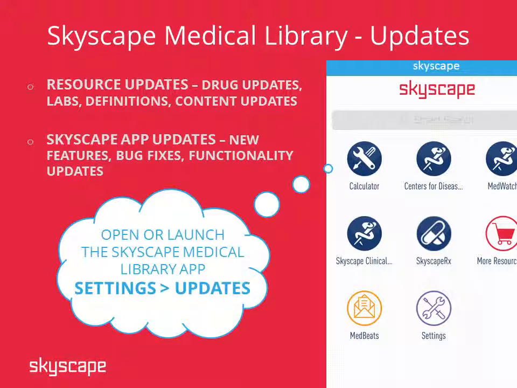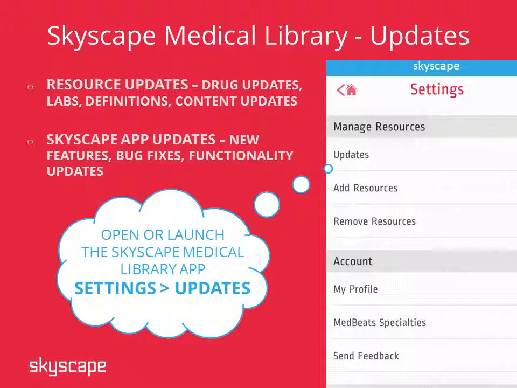There are two types of Skyscape Updates. Resource Updates, which update the resources: drug updates, labs, definitions, content updates. And Skyscape App Updates, which include new features, bug fixes, functionality updates. To download the updates, open or launch the Skyscape Medical Library app. Go to Settings and Updates.